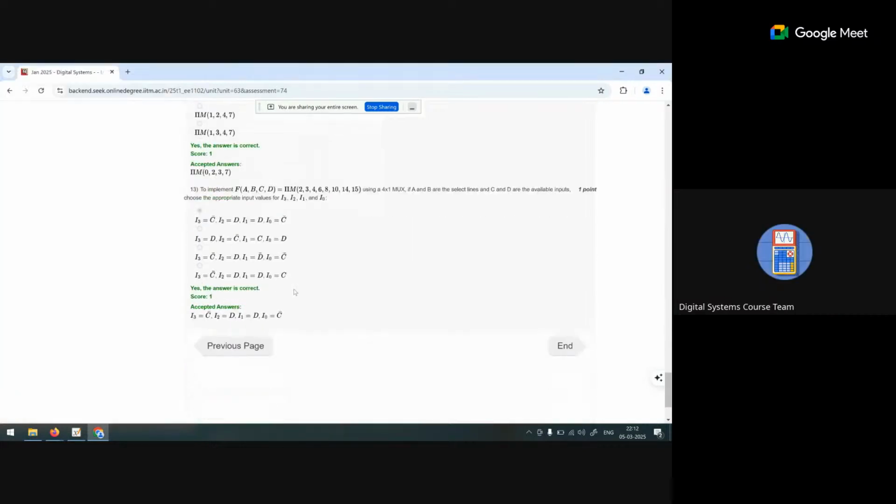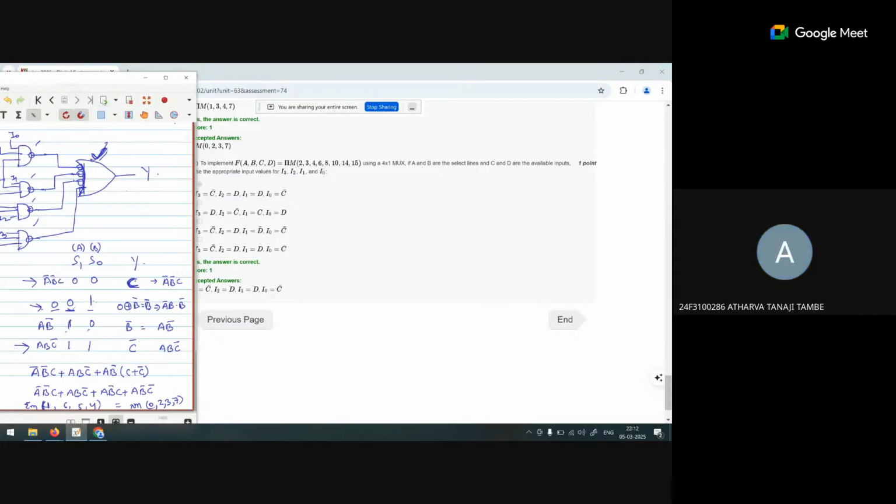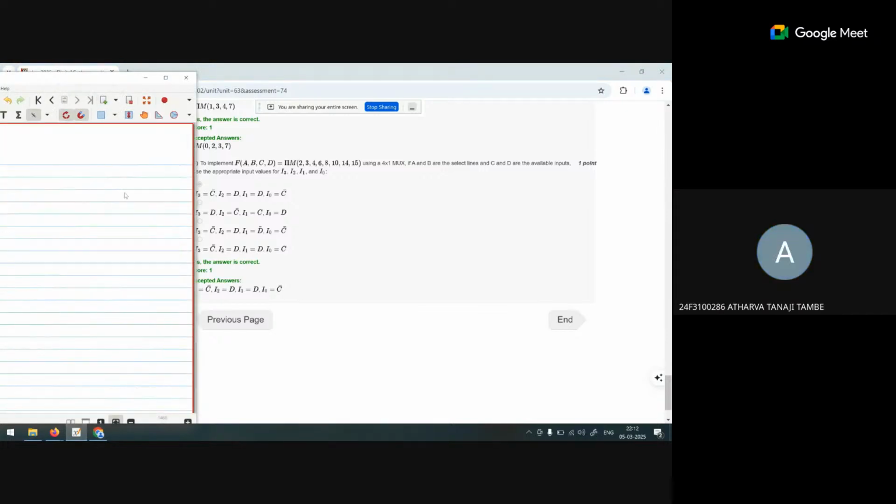So 12 is completed, now 13. Sir, in question 4 of the week 7 graded assignment, the options are not matching. Okay, wait a minute, I just check. Question number 13. Yes. So we have to implement F of A, B, C, and D, sigma m 2, 3, 4, 6, 8, 10, 14, 15.